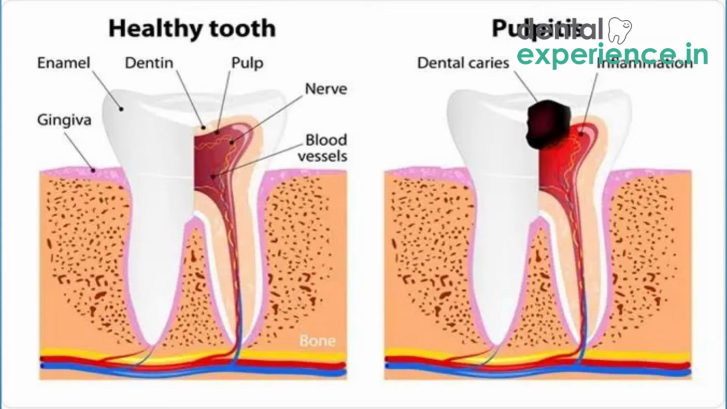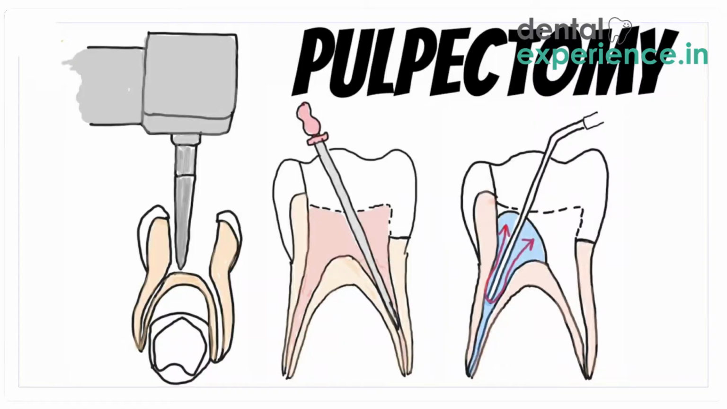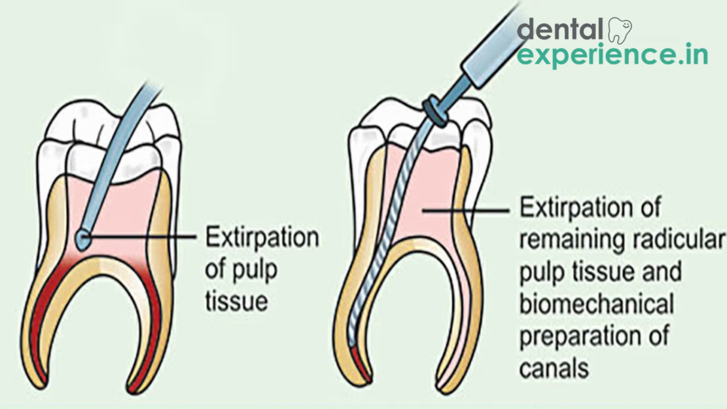When the inner portion of the tooth, that is the pulp, becomes infected, it leads to pain and sensitivity. Normally, in an adult patient, the treatment of choice is root canal. But in kids, the procedure is known as pulpectomy. Normally, pulpectomy involves the removal of the entire inner pulp to relieve the patient from pain.